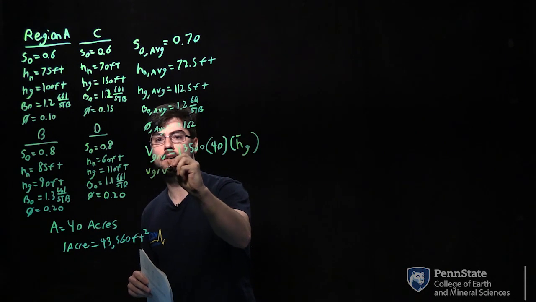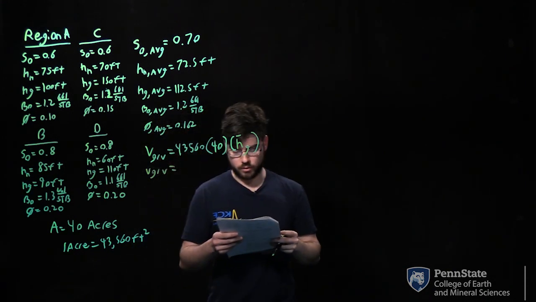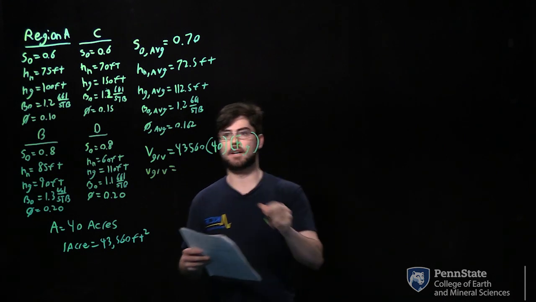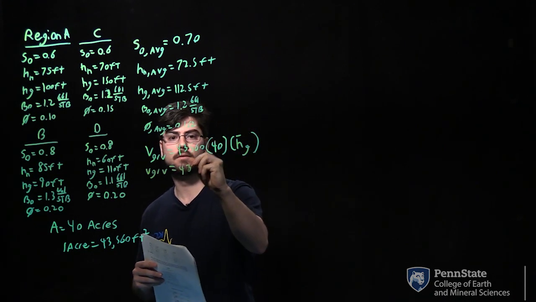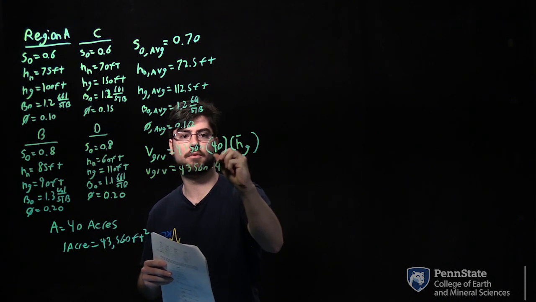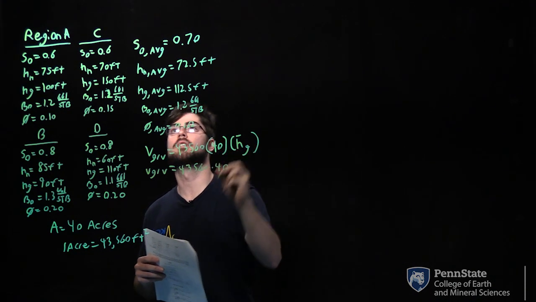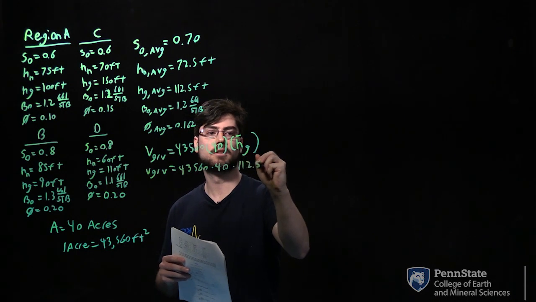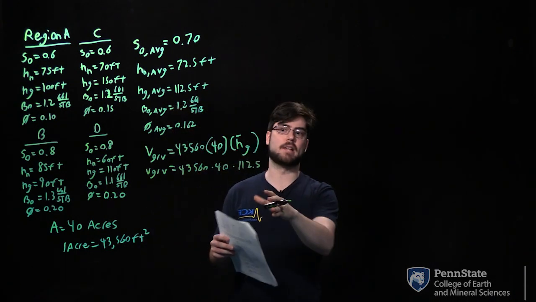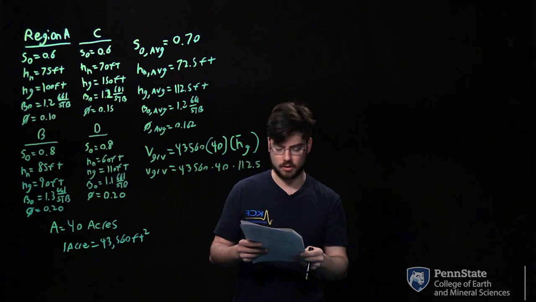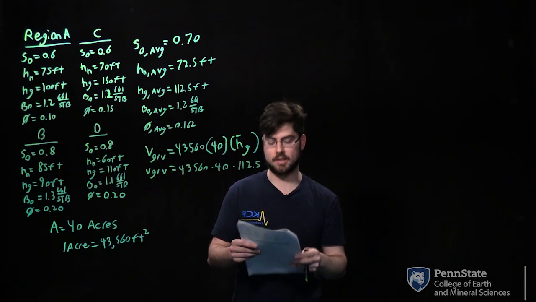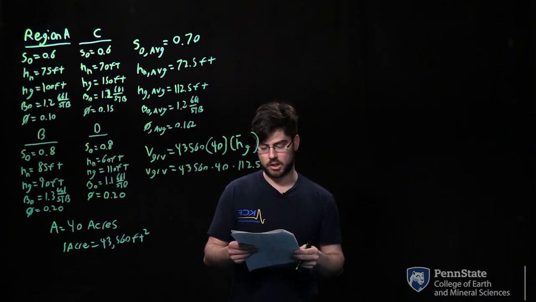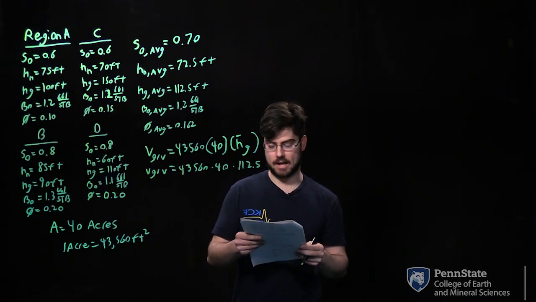So when we do that, we are going to get 43,560 times 40 times HG average, which is 112.5. Now we will be using this. I'm just going to keep it as it is so I can show you how things cancel. We're going to then plug this into an equation that solves for our stock tank oil in place, which is going to be equation 4.04a in your notes.